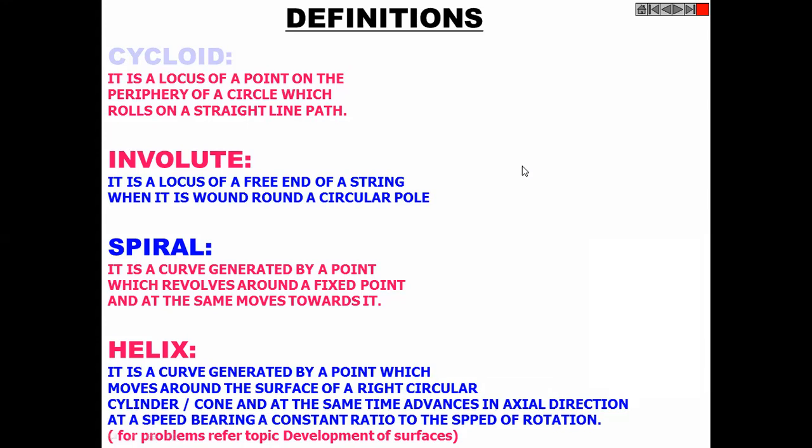As such, it is not a part of our syllabus, but for information purposes I have kept it. It is the curve generated by a point which moves around the surface on a right circular cylinder or a cone, and at the same time it travels axially also, at some constant speed. So that is the helix. Fine.